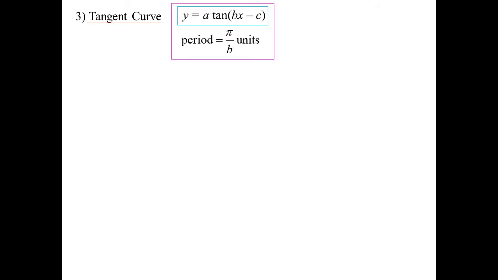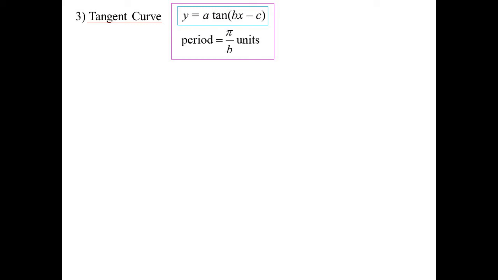Well, it wouldn't be complete unless we looked at tan as well. So let's do tan. The general one, a tan bx minus c. So what's happening with this one? Be careful. Period is pi on b now, because our normal curve, the period is pi, not 2 pi. So pi divided by b, so we're taking into account the dilation on the x. So pi on b units.